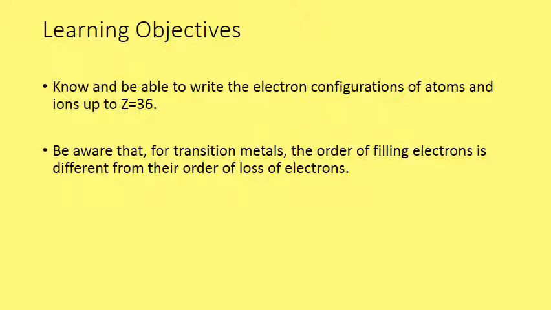At GCSE you don't want to bother with transition metals, so you stop just before the transition metals, and at A level you do want to learn about the transition metals and their electronic structures. And so that's why we stop at 36 instead, including the whole of period 3. So as well as that, we want to be aware that for transition metals, the order of filling electrons is different from their order of loss of electrons. But more on that later.